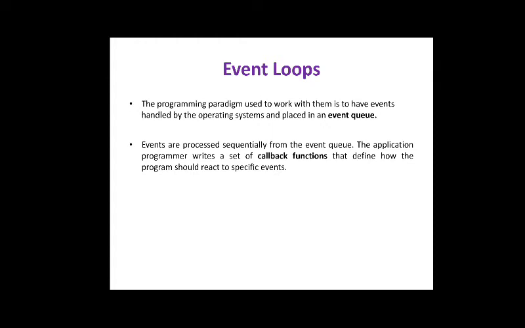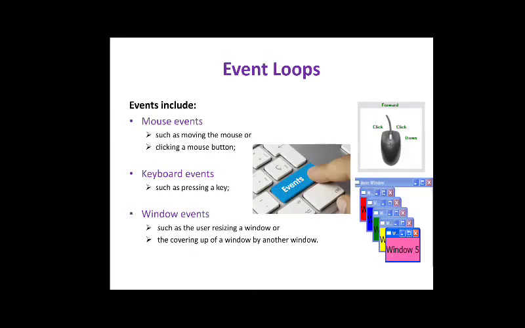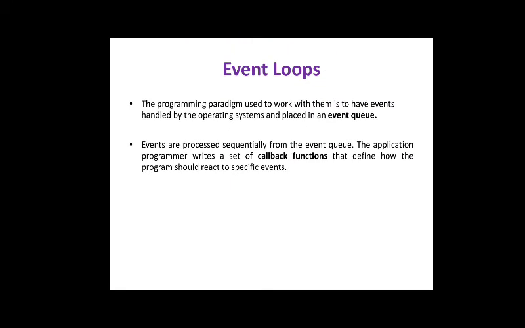So the application programmer writes a set of callback functions that define how the program should react to specific events. So what is the requirement of this event? I have multiple windows open, as you have seen in this example. So I have to handle these multiple windows over here. So how am I going to handle that?